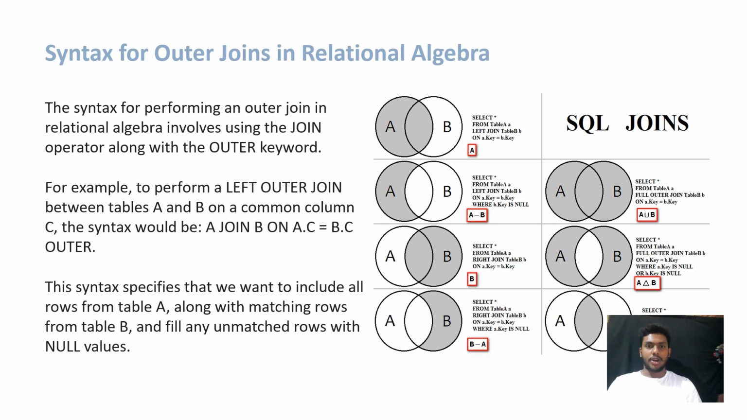Syntax for outer joins in relational algebra. The syntax for performing an outer join in relational algebra involves using the join operation along with the outer keyword. For example, to perform a left outer join between table A and B on a common column C, the syntax would be A join B on A.C equals B.C outer. This syntax specifies that we want to include all rows from table A along with matching rows from table B and fill any unmatched rows with null values.